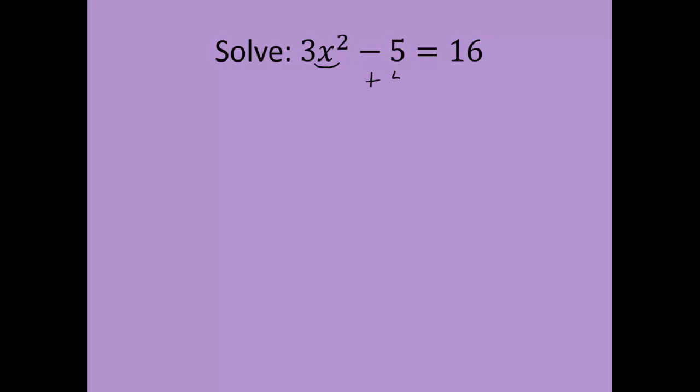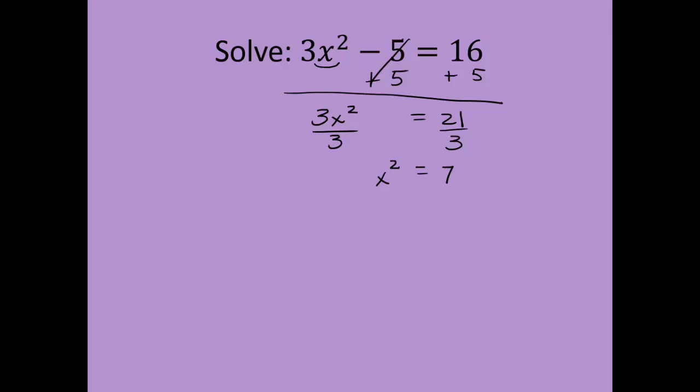So I'm going to add 5 to both sides. I have 3x squared left and 21 on that side. These are gone. Divide by 3 on both sides to get x squared by itself. So x squared is 7. When we take the square root to get x squared by itself, remember this is plus or minus the square root of 7. And I can't simplify that. These are my 2 solutions, x is square root of 7 or negative square root of 7.